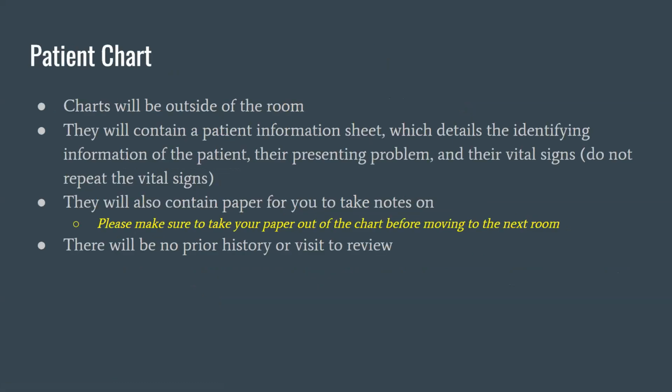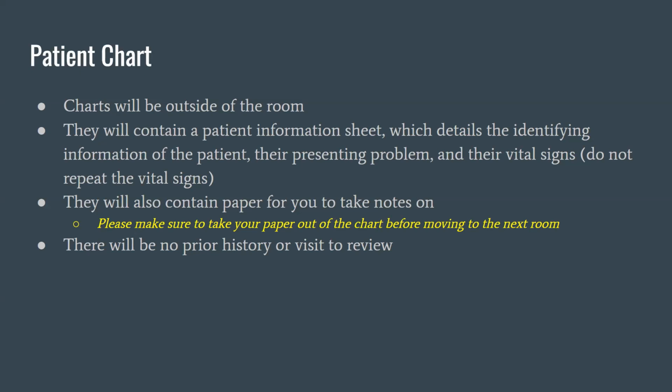As far as the patient chart, like most OSCEs, will be outside of the room. What you'll find in that patient chart when you open it up will be a doorway information sheet that will detail the identifying information of the patient, name and date of birth, their presenting problem, and their vital signs. Of note, you should not repeat the vital signs. Assume them to be accurate. There will also be paper for you to take notes on, but please make sure you do take your paper out of the chart before moving on to the next room.